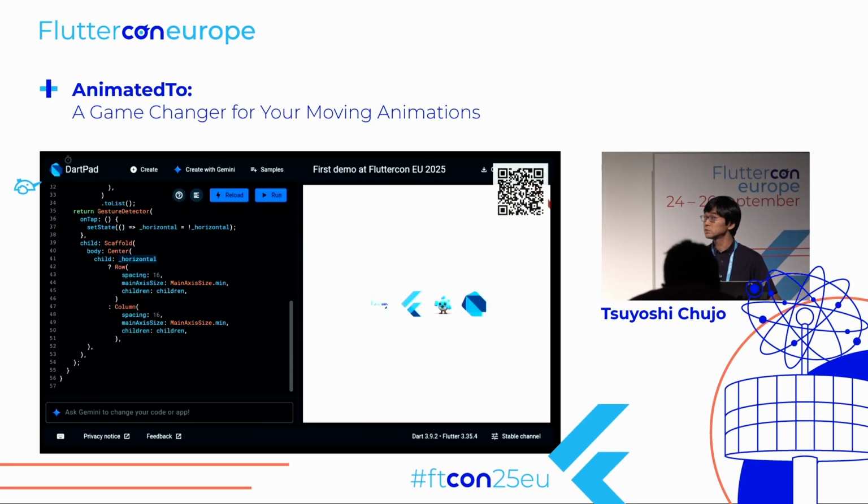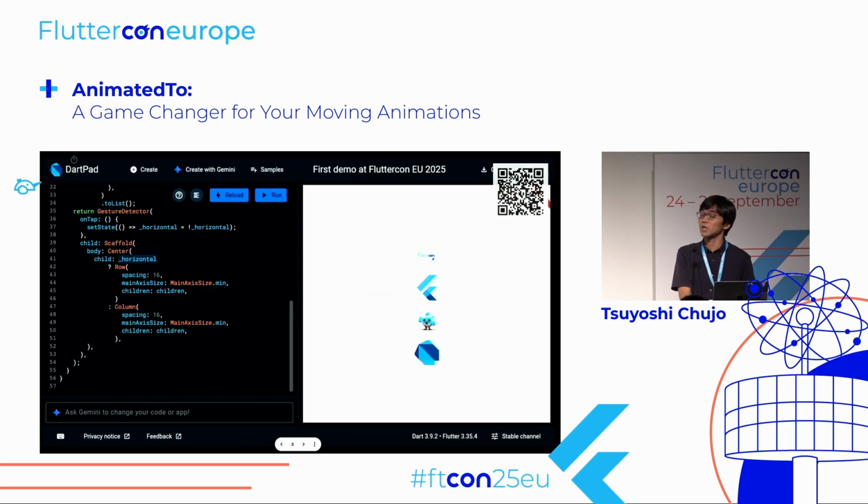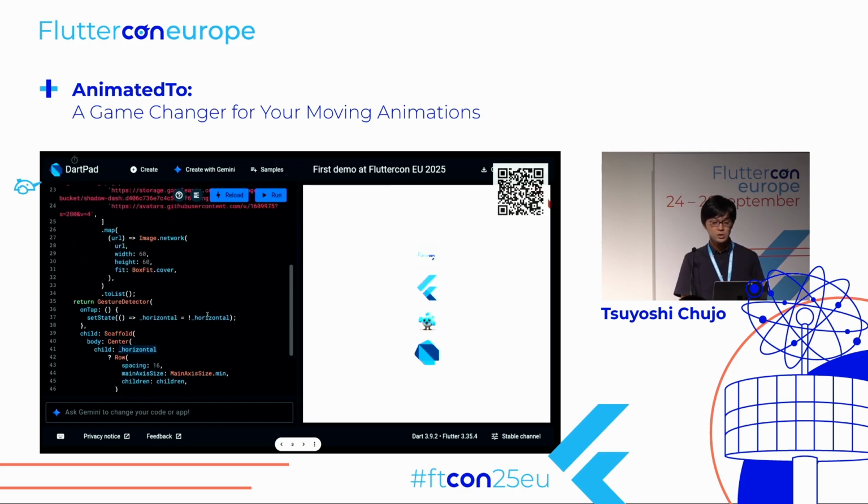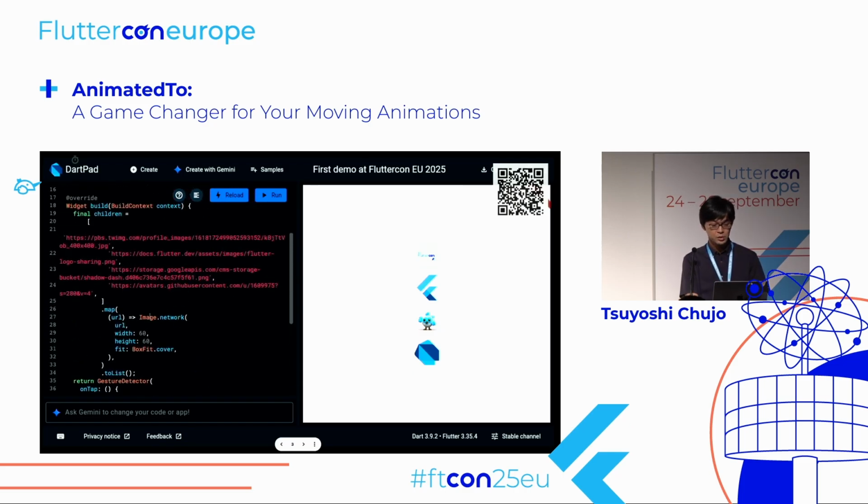But how can we animate this update? Because we have no configuration or implementation about the animation, the change happens immediately right now. How can we do that? We have the logo of Fluttercon here now. If we want to animate the logo, to make it dash from here to maybe here, how can we do that? So here comes the package named AnimatedTo.